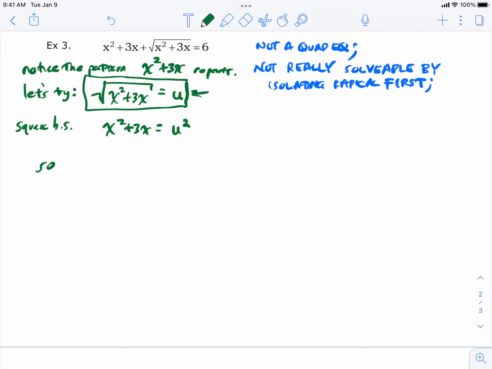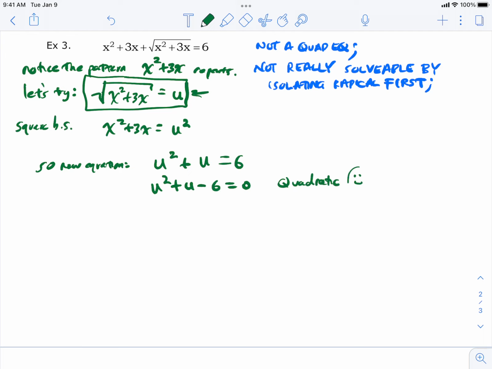So our new equation will look like this. Again, this part becomes just u squared. This part, the square root of that stuff, becomes just u equals 6. There's our new equation. Doesn't that look like a nicer equation to play with? I think so. So I'm going to subtract the 6 on both sides right away. That way it looks like a quadratic in standard form. But anyway, that's a quadratic.